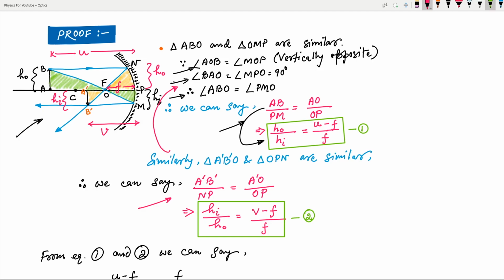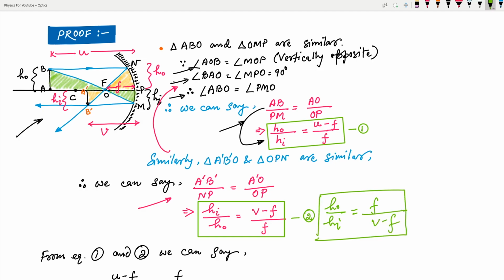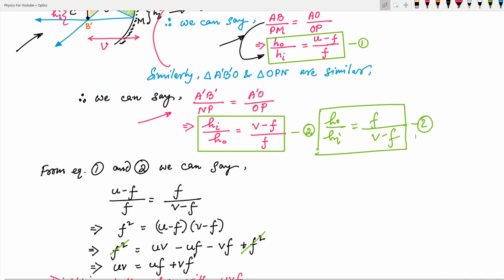Now if you look into equation 1 and equation 2, one thing we can do is write that HO by HI is equal to f divided by v minus f, so that it will be easier to compare with equation 1. Let this be equation 2. I've just flipped equation 2.